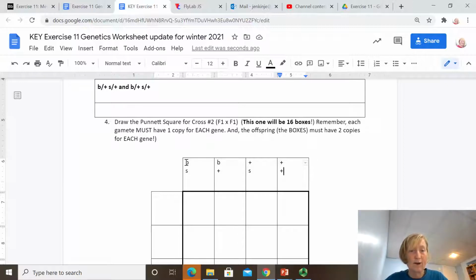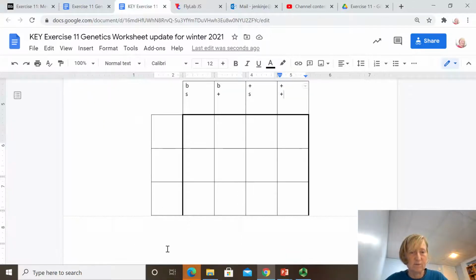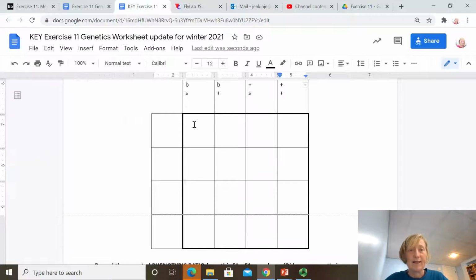So we have one copy of each gene in each gamete. We have one eye color and one bristle shape. And I'm going to have to put all of these down here too. Okay, so you can fill that in. Then you have to start sorting it out.